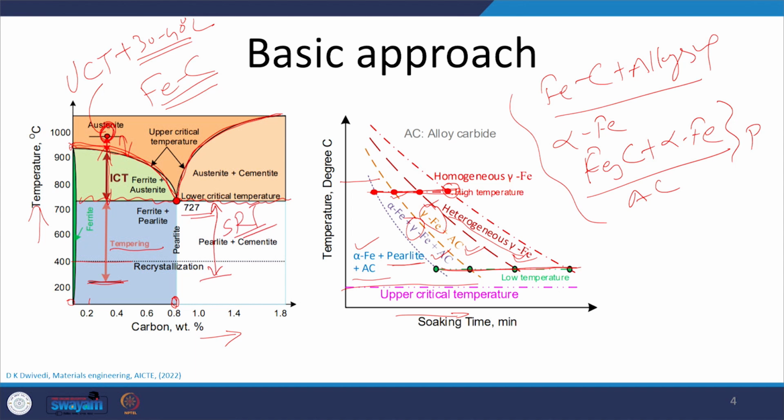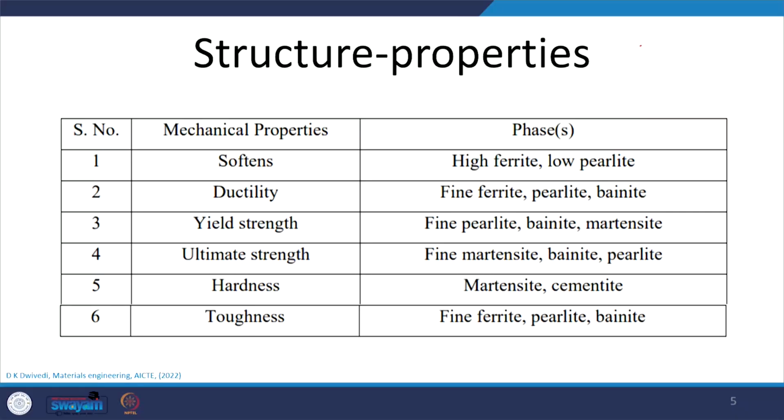Okay. Once the homogeneous austenitic state is achieved, we will be imposing different cooling rates to obtain the different phases. These phases may be in the form of coarse pearlite, fine pearlite, this can be bainite, this can be martensite, or a mixture of martensite plus pearlite, like this. So these are the various phases which are obtained.